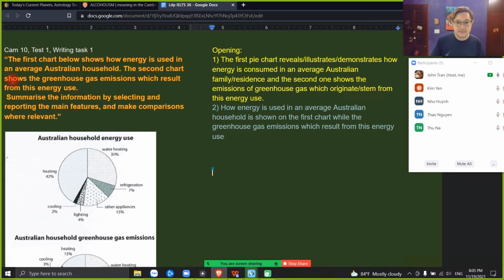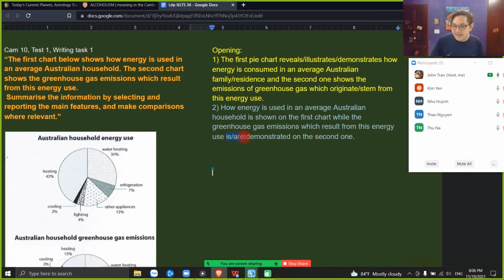Now the main verb is shown again. Okay, but I would change it to one word like reveal, give, illustrate, demonstrate. And then we use the past participle form of that. So let's say is or are, illustrate, or demonstrate, okay? Demonstrated on the second chart. And we don't want to repeat the word chart, so we use on the second one.